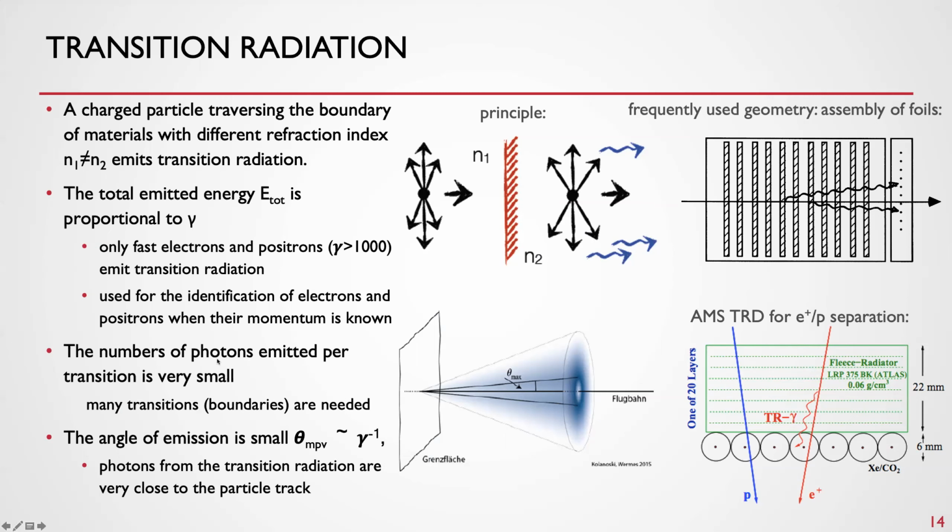The number of photons, however, is extremely small. Typically, one transition region is absolutely not sufficient. A frequently used geometry, therefore, is a layer of foils. So we have foils with different refractive index, and a light candidate particle with high energy penetrating. And from the rate of the presence of transition radiation, we can get information on the particle mass because we can infer the relativistic gamma. The angle of the emission is very small. It is 1 over gamma. So if it's 1000, then this is extremely collimated radiation. The photons therefore travel extremely close to the track.